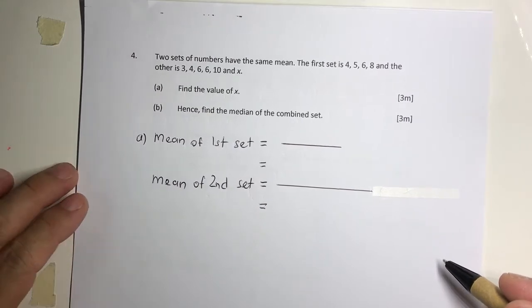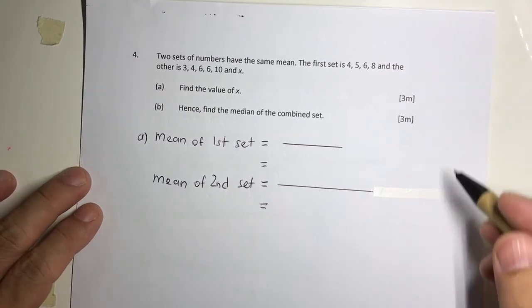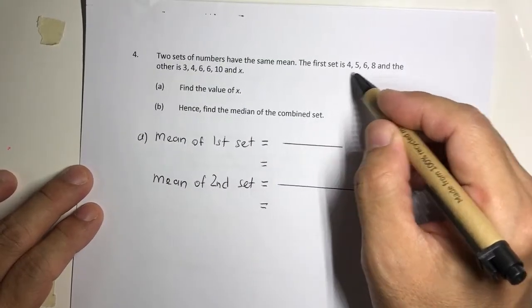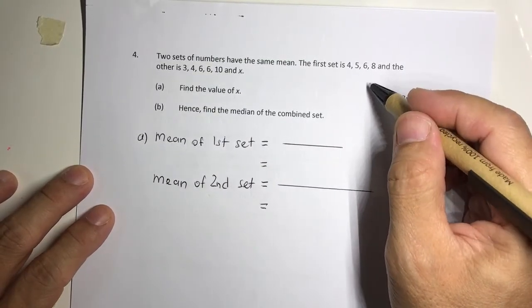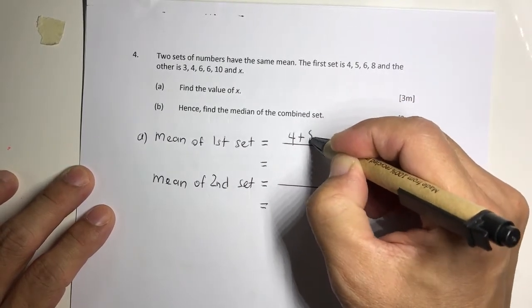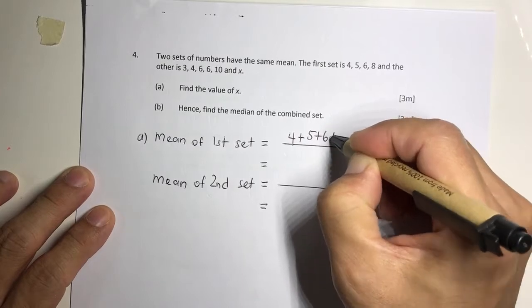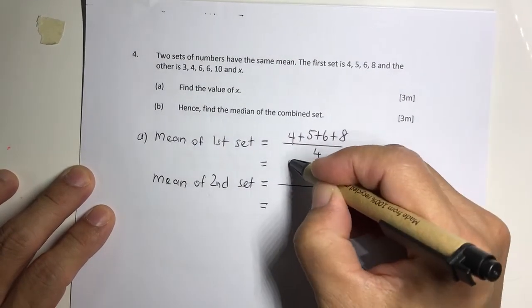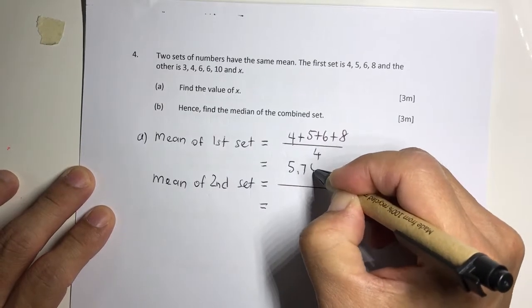In the fourth sum, we have two sets of numbers that have the same mean. The first set consists of 4 numbers. The mean of these 4 numbers is found by adding all the numbers and dividing by 4. This gives us 5.75.